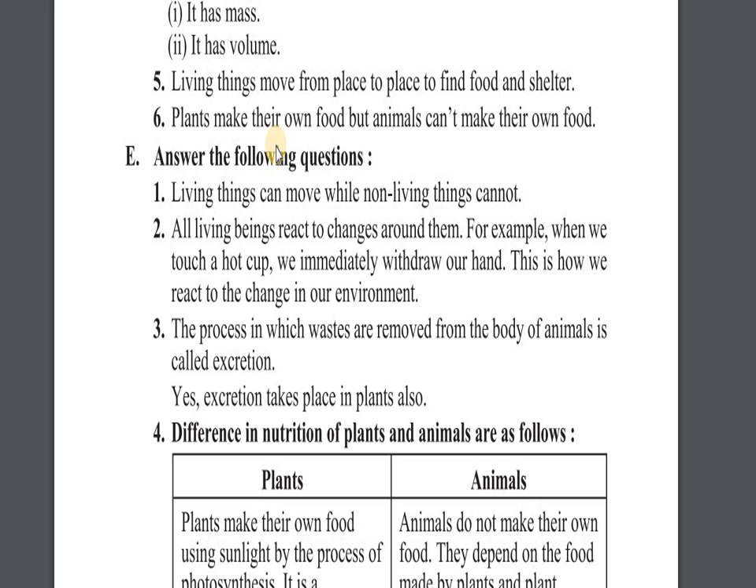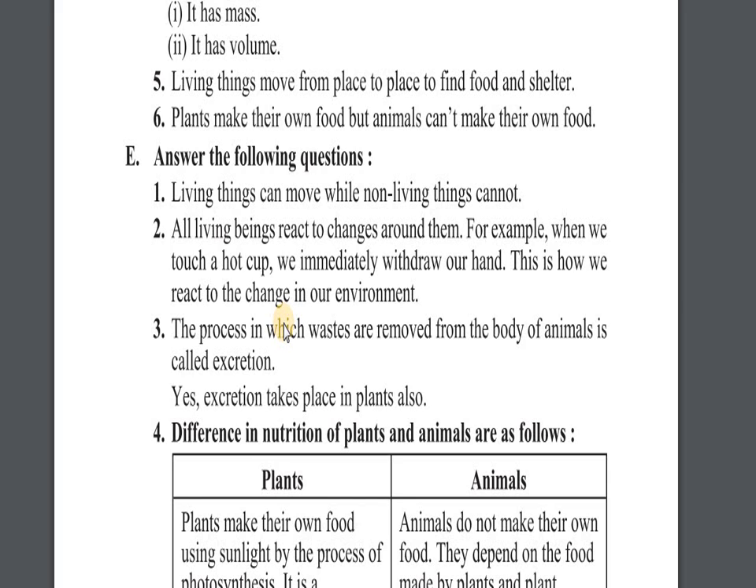Next, E, answer the following questions. First question, describe any one difference between living and non-living. Answer is living things can move while non-living things cannot. Second question, explain response to stimulus in living being with the help of example. Answer, all living beings react to changes around them. For example, when we touch a hot cup, we immediately withdraw our hand. This is how we react to the change in our environment.